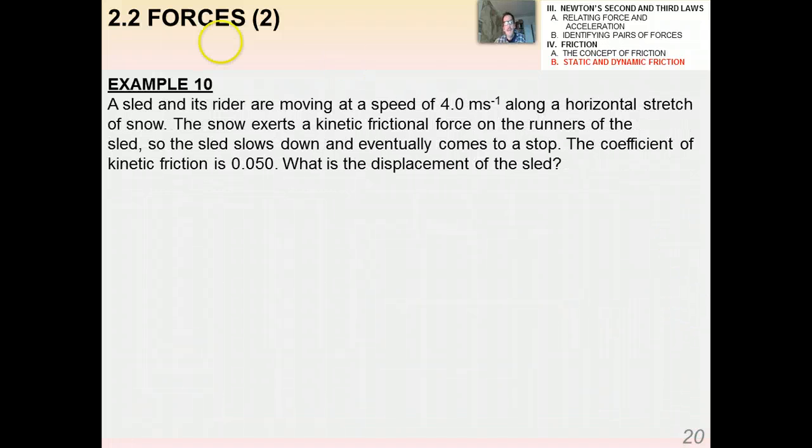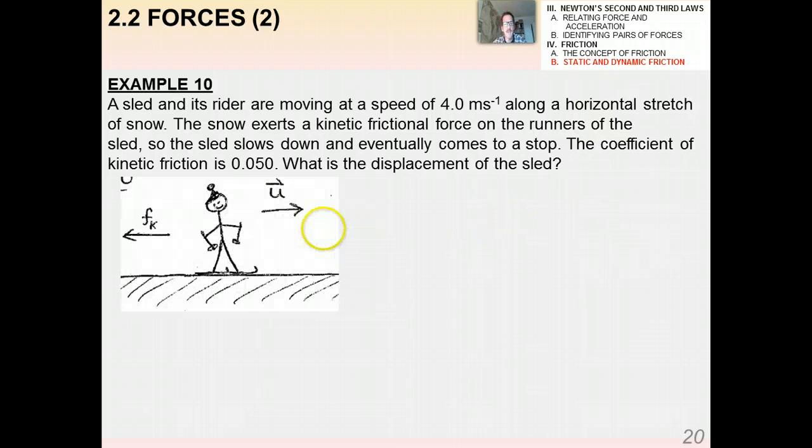All right. There's a sled now and its rider moving at a speed of 4 meters per second. Try this one on your own before you see my solution. Okay, what's the displacement of the sled? It's getting more complicated. So here's my semi-free body diagram. Initial velocity here, static or kinetic frictional force here because the sled.